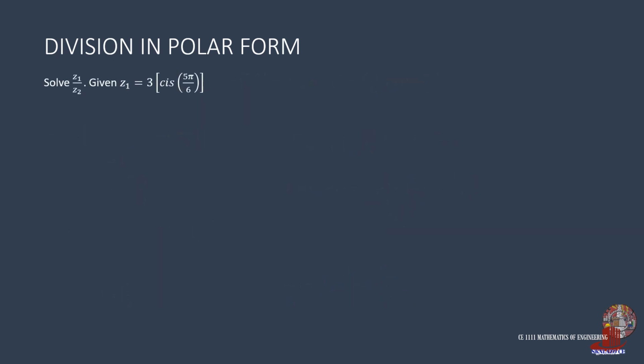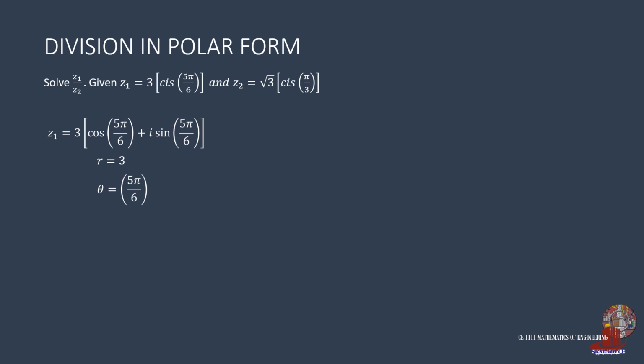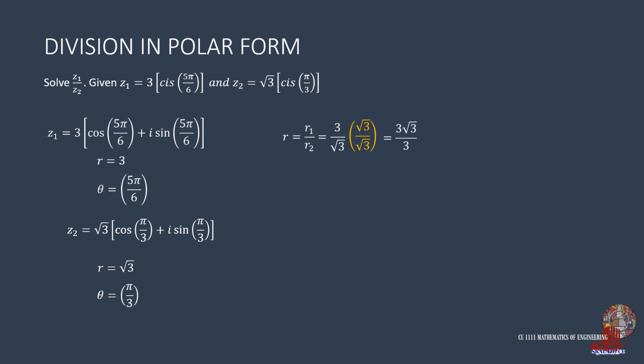The other pair of complex numbers has z1 as 3 cosine of 5 pi over 6 plus i sine of 5 pi over 6, where r is 3 and theta is 5/6 of pi. From the dividing complex number, r is root of 3 and theta is 1/3 of pi. The resulting modulus is then 3 over root of 3. Rationalize it and get 3 root of 3 over 3, simplified as just root of 3.